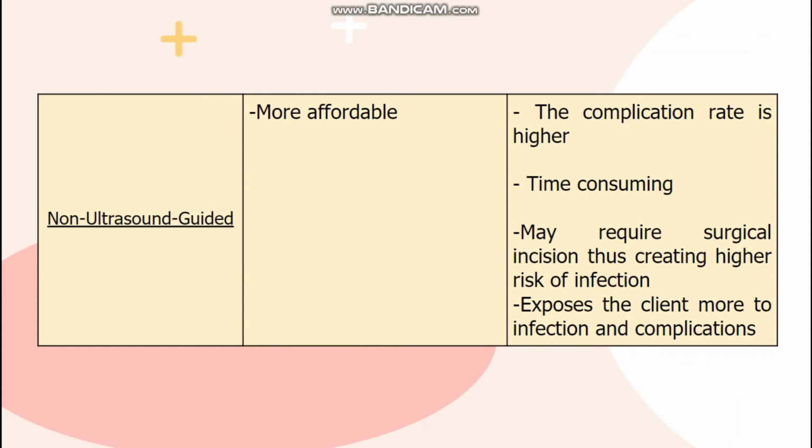Next, we have the non-ultrasound guided thoracentesis. Its advantage is that it is more affordable. For its disadvantages, it is found to have a higher complication rate compared to ultrasound guided thoracentesis. It is also time consuming, meaning it consumes more time during the procedure, thus making the patient or client more susceptible to infections and further complications. It also may require surgical incision, thus creating high chances of infection. And lastly, it exposes the client more to infections and complications during the procedure.